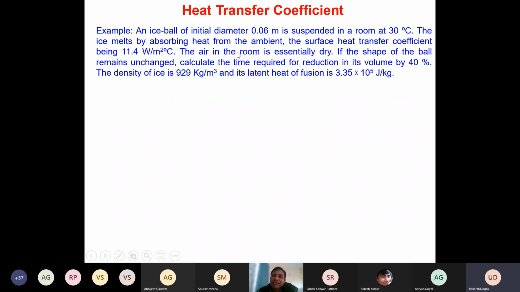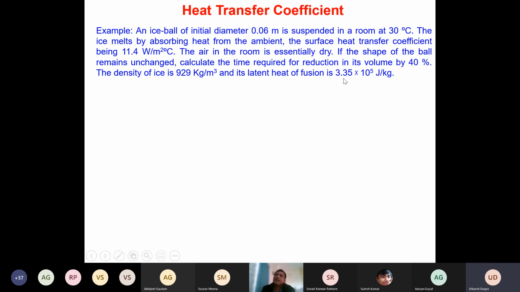So the air in the room is essentially dry. If the shape of the ball remains unchanged, calculate the time required for reduction in its volume by 50%. The density of the ice is 929 kg per meter cube and its latent heat of fusion is 3.35 into 10 raised to the power 5 joule per kg.